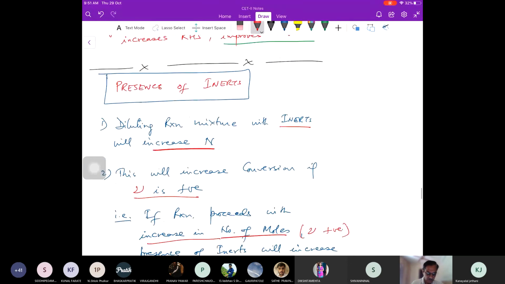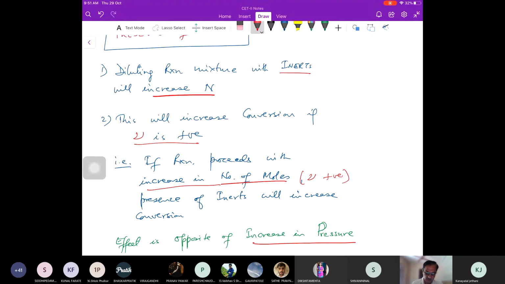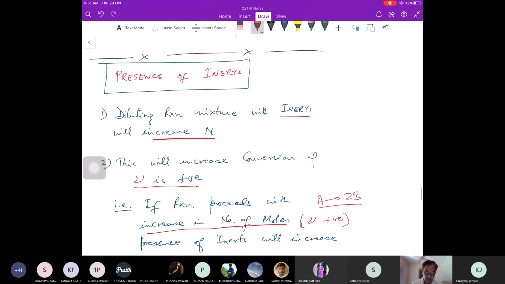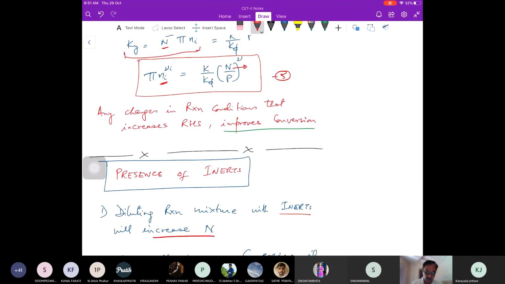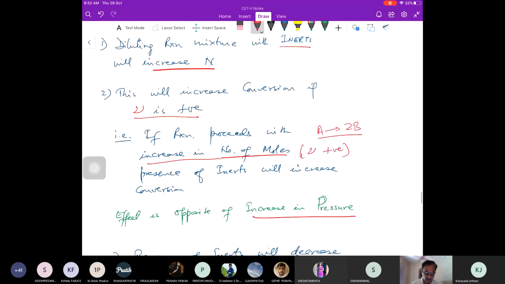Okay. That is, if the reaction proceeds with increase in number of moles, that means nu is positive, the presence of inerts will increase conversion, right? जैसे A goes to 2B देखा था हमने. In this case, if we add inerts, the number of moles n will increase. n increase हो गया, तो nu to the power of 1. n जितना बढ़ेगा उतना ये बढ़ेगा, पॉजिटिव साइड हो जाएगा. n बढ़ेगा तो ये राइट हैंड साइड बढ़ेगा, राइट हैंड बढ़े तो नंबर ऑफ मोल्स ऑफ प्रोडक्ट्स बढ़ेगा. So reaction will be favored. So inerts will increase the conversion.